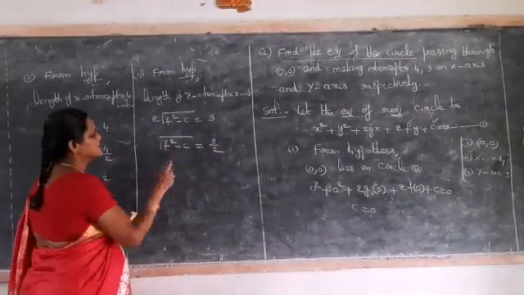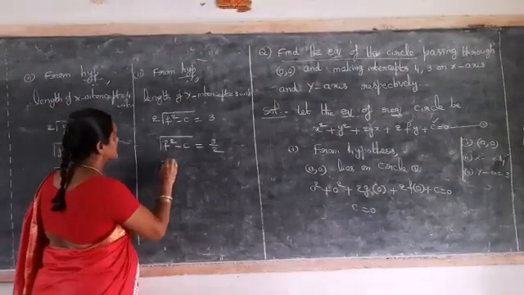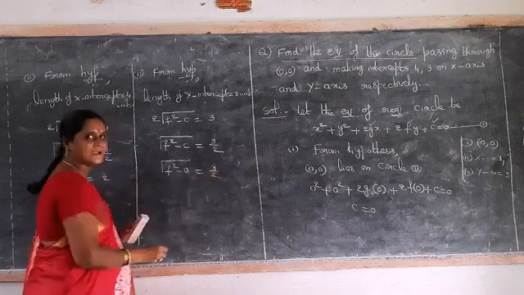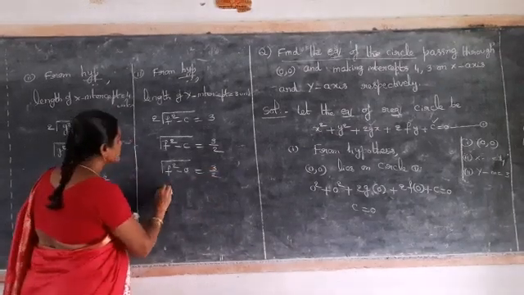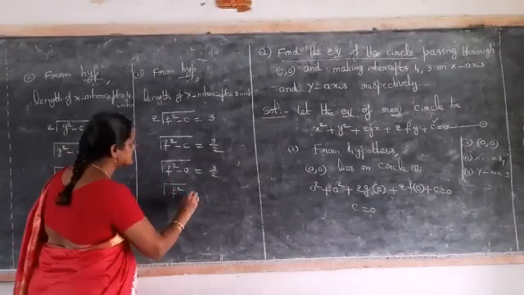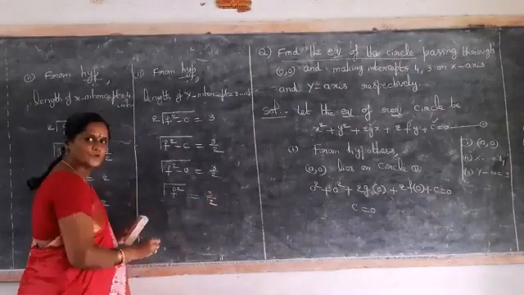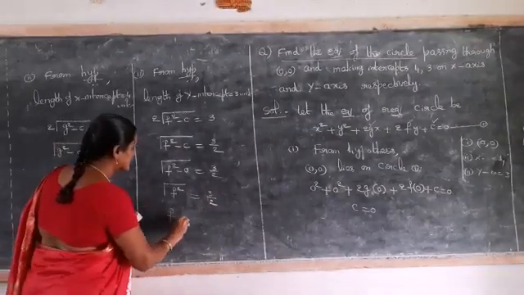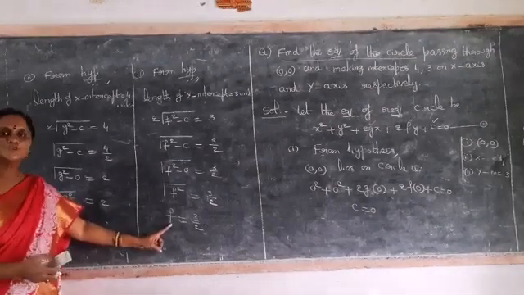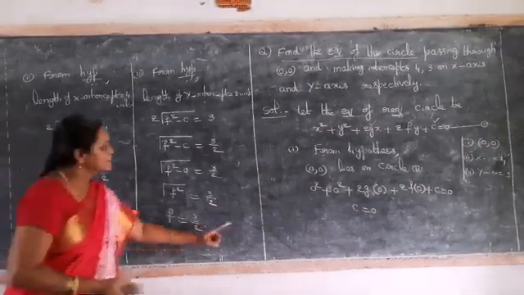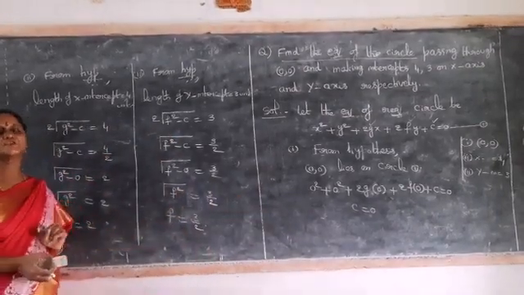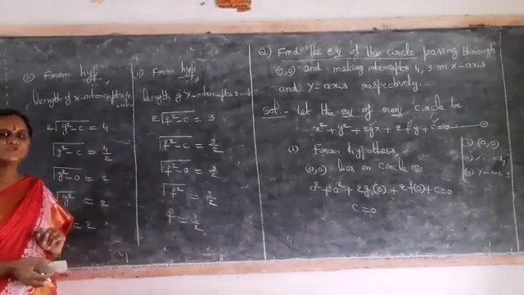Now I put c is equal to 0. You get root of f square minus 0 is equal to 3 by 2. So root of f square is f, and f is equal to 3 by 2. Okay, we got the value of f. Now you know c, g, f.